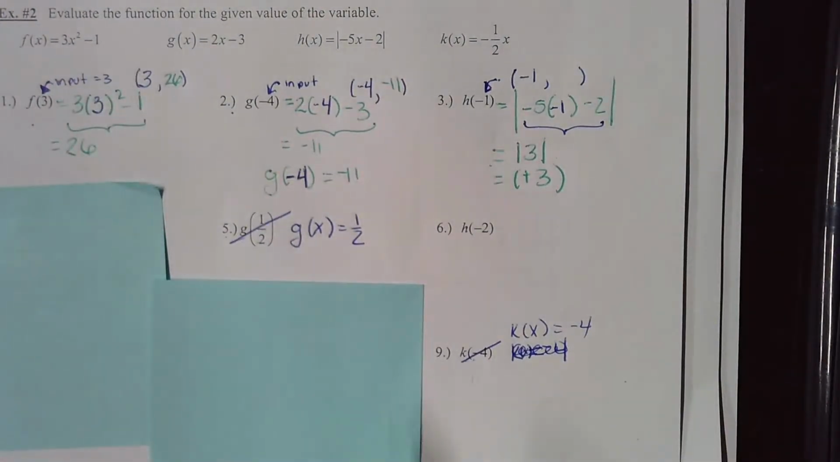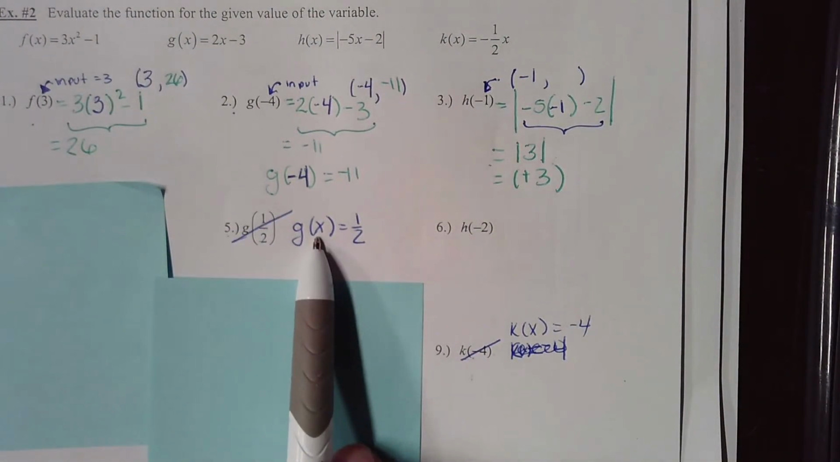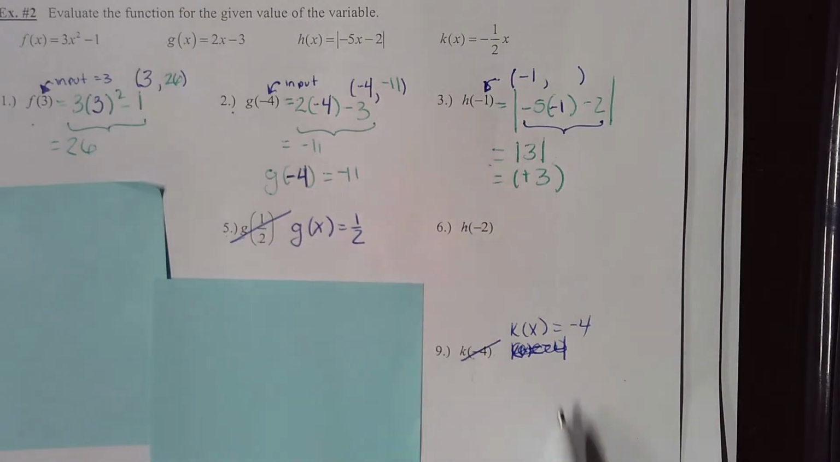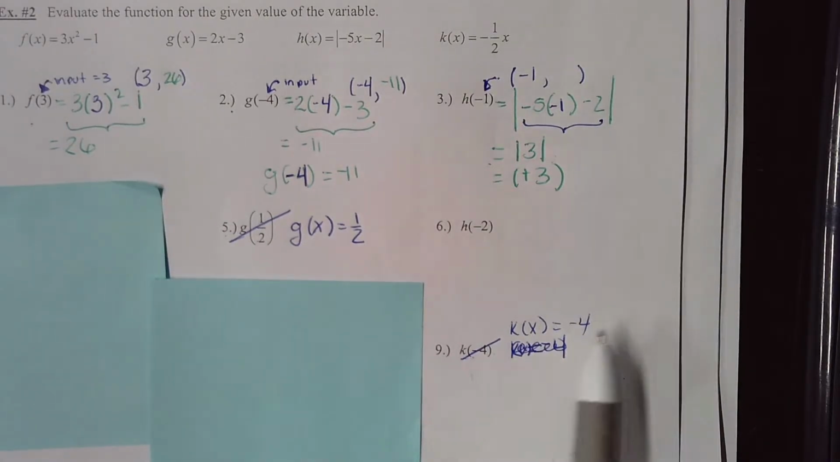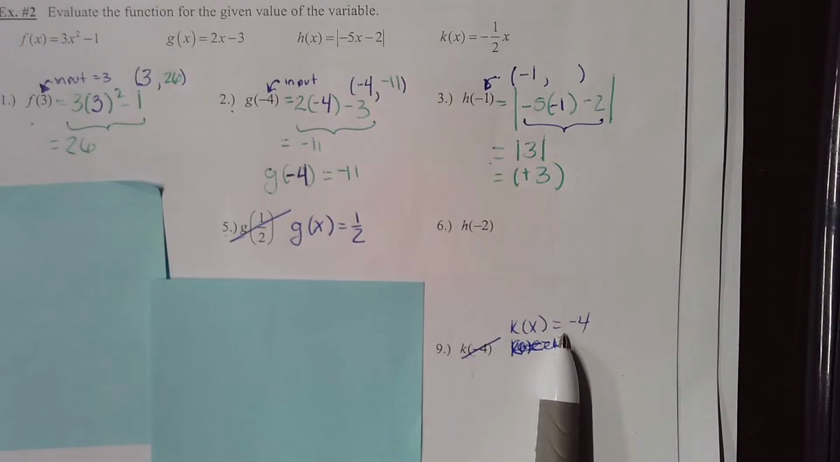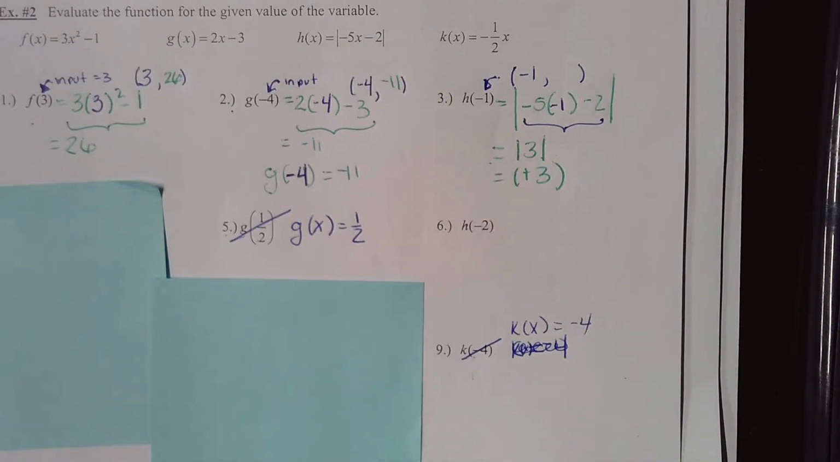And we're going to say, what if it actually said g at x equals 1/2? For k at x, for number 9, I want you to say, what if instead of input -4, it was output -4? Take a moment to figure out what you would get for an answer and how you would solve it. How would you set it up? What would your coordinate look like?